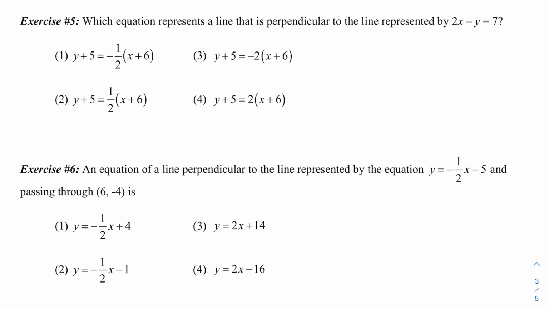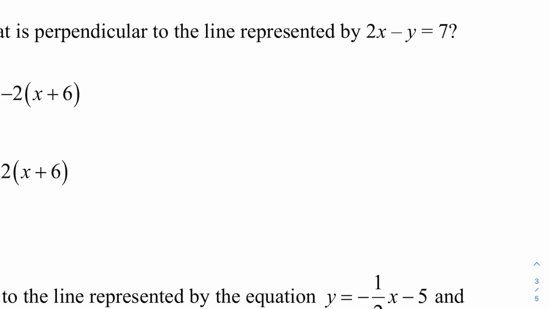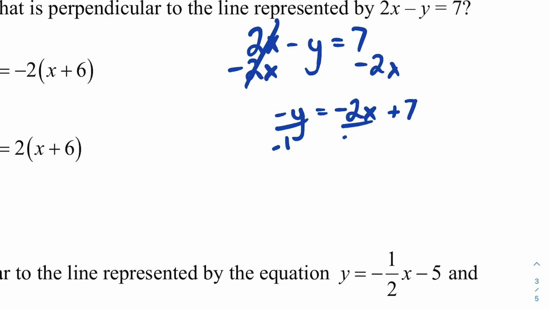Which equation represents a line that is perpendicular to the line represented by 2x minus y equals 7? Well, let's figure out what the slope of this line is. So we're going to do a little bit of manipulation here. I'll subtract 2x. So don't forget we still have that negative there. And then to change the negative here to positive, I could divide by -1 or multiply by -1, either or. So we have y equals positive 2x minus 7.